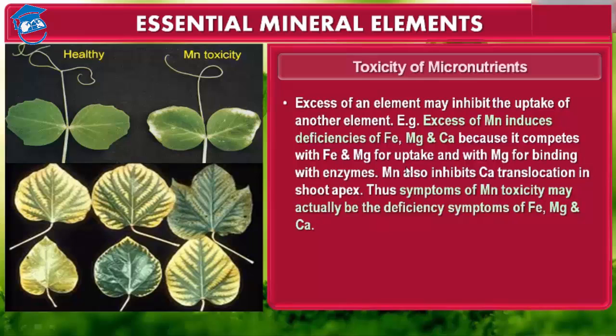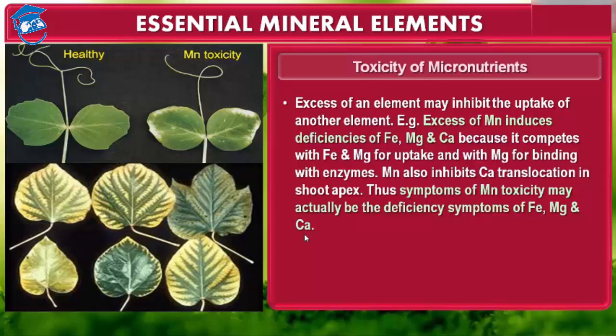Manganese, that is Mn, also inhibits calcium translocation in the shoot apex. That means it inhibits the translocation of calcium in the shoot apex. Thus, what appears as symptoms of manganese toxicity may actually be the deficiency symptoms of iron, magnesium and calcium.